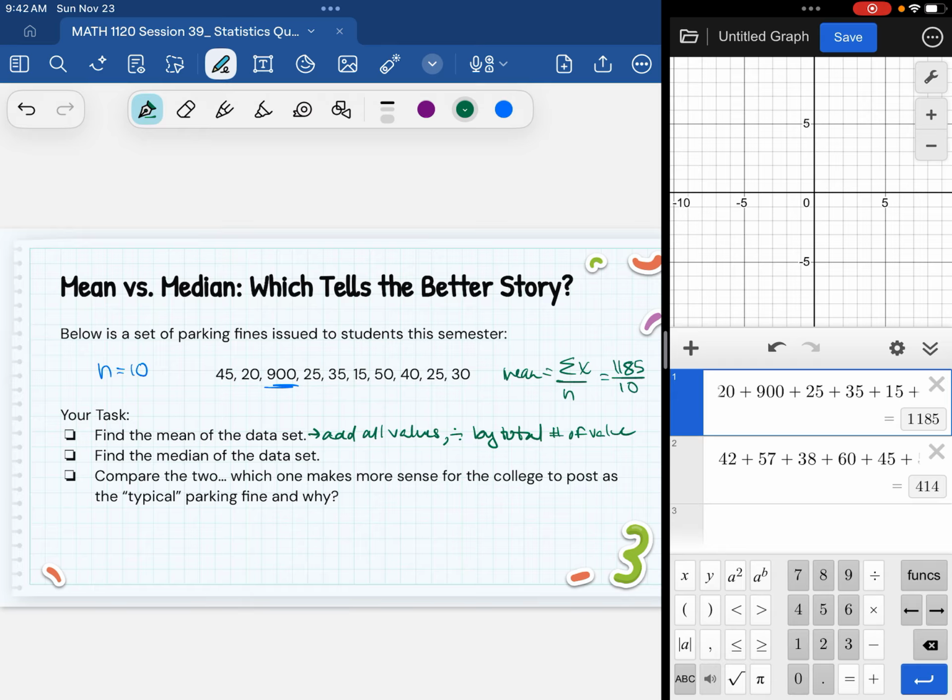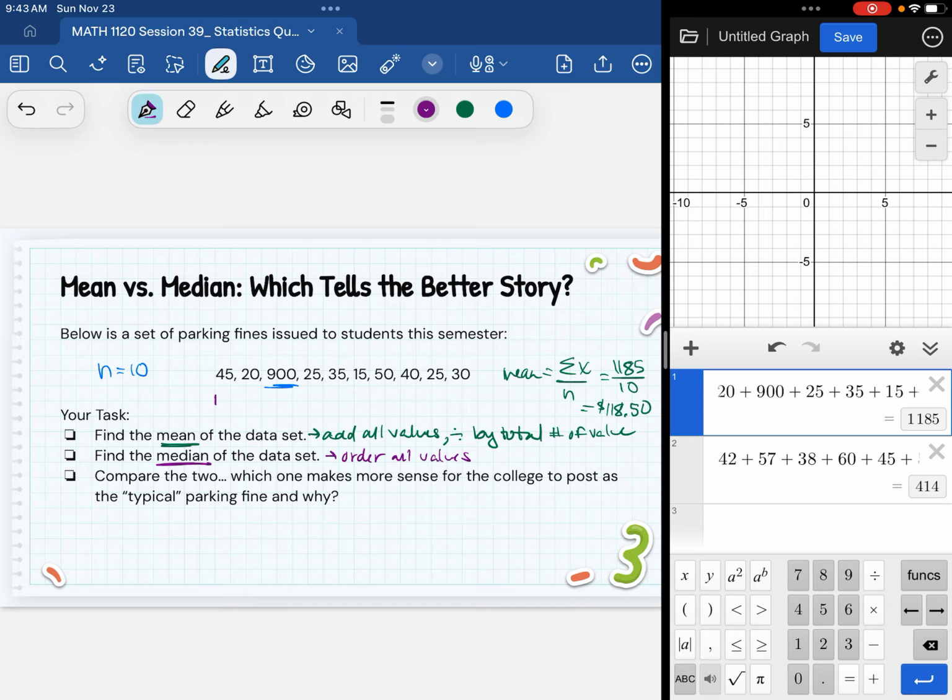I'm going to divide that by 10. It's parking fine, so I'm going to write that as a dollar amount. $118.50 is our mean of the data set. Okay, now let's look at the median. For the median, that's the middle value of the data set. We need to put all of the values in order from smallest to largest.